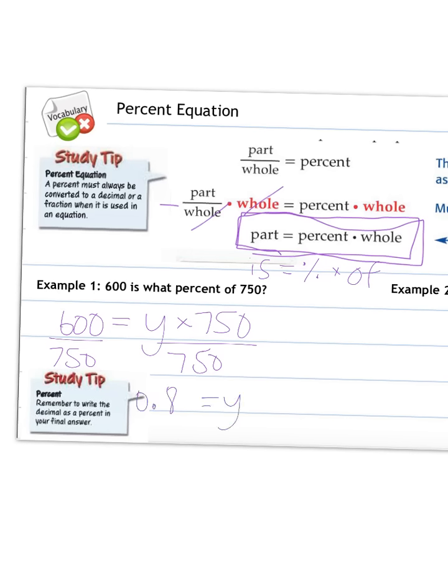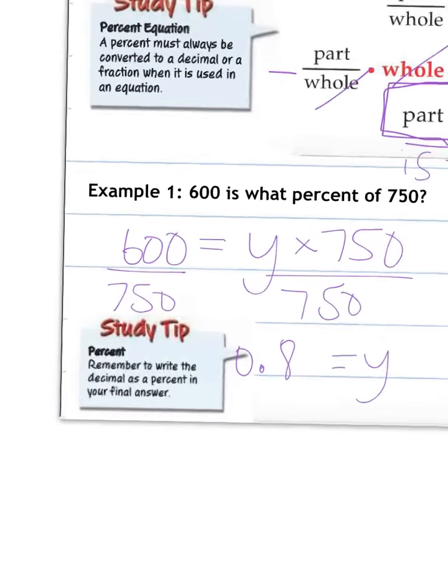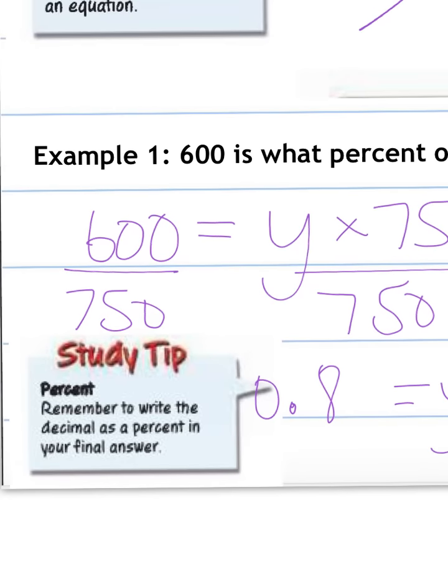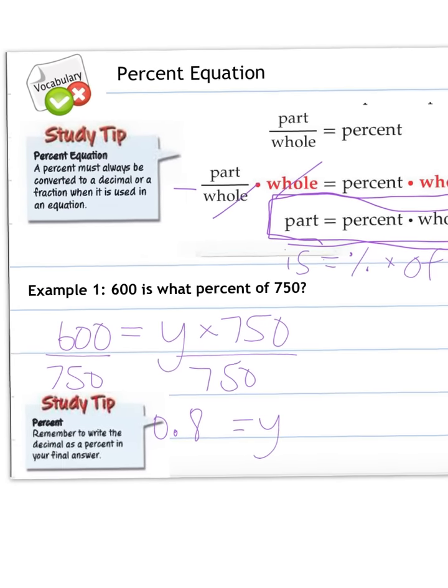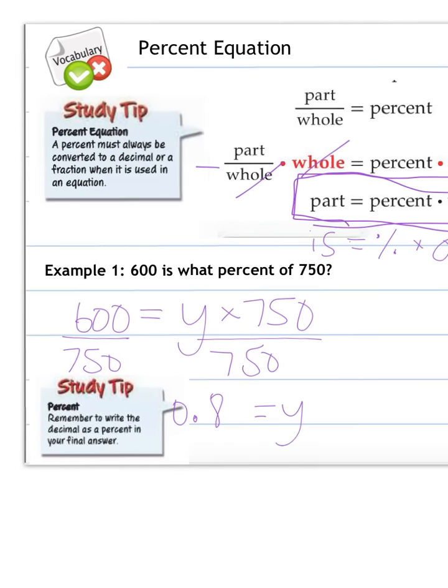okay, 0.8. Now, notice here, remember to write the decimal as a percent in your final answer. So right now, it's just a decimal, but we are looking for a percent. So to do that, we have to move the decimal to the right. Okay, fill in with a 0. So our answer would be 80%.